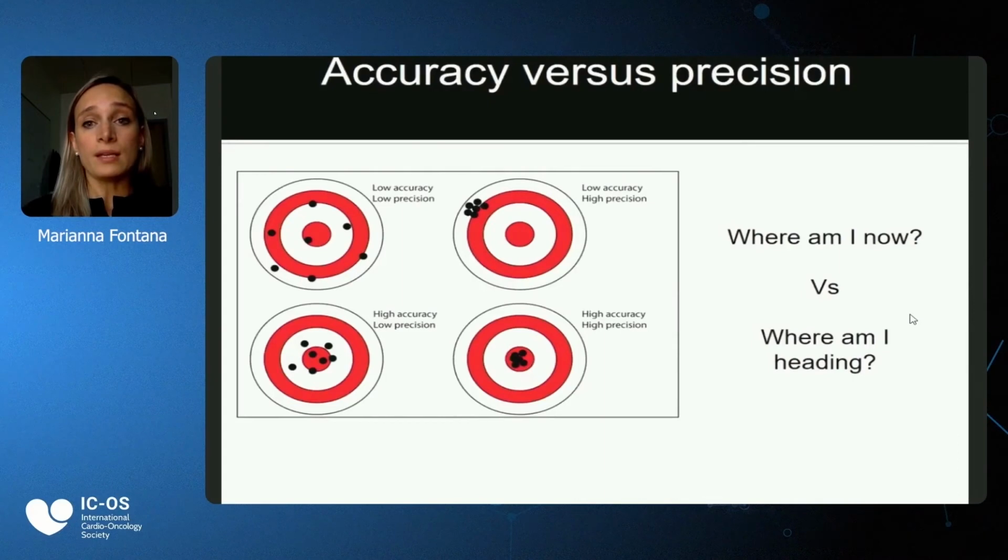But whilst late gadolinium enhancement is extremely useful to assign a diagnosis, what about tracking changes over time? And here I would just like to underline the difference between accuracy and precision. When we see a patient for the first time, what we want to know is if the patient has got the disease or not, and this is an accuracy question. But actually, when we see a patient after the first time, so the second or third time, what we want to know is if the patient is better or worse or is stable with or without treatment.